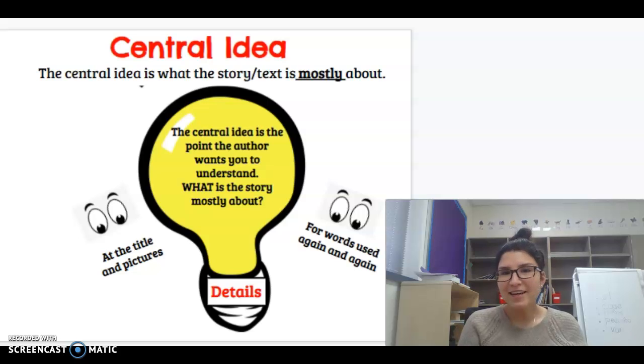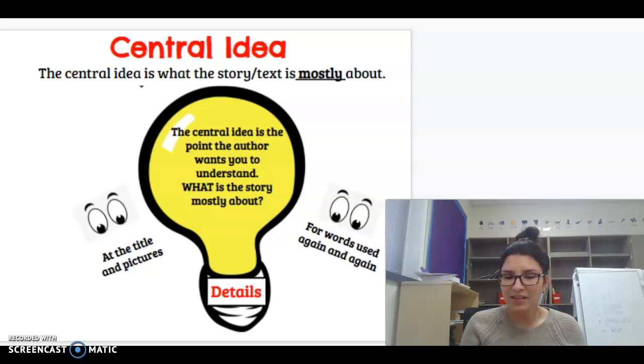Hi there, it's now time to go over central idea. We went over this on Monday, so we're just going to review. The central idea is what the story or text is mostly about. So remember, all informational texts have a central idea. What is informational text, you might be thinking?